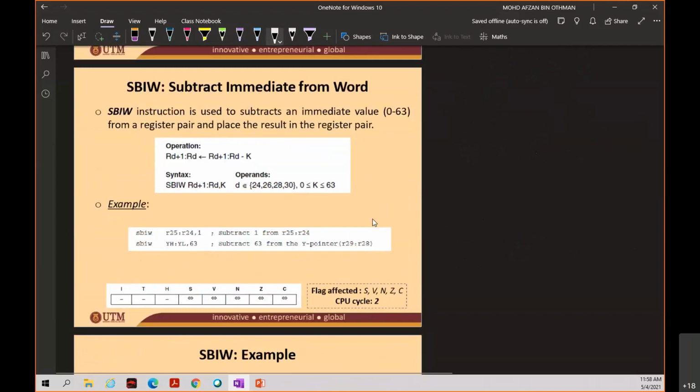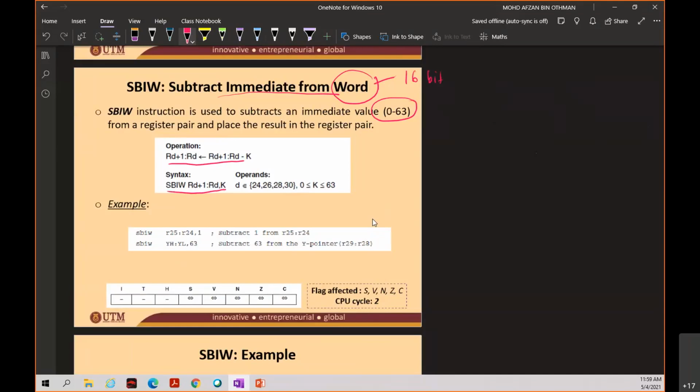Next is SBIW, which is subtract immediate from word. The SBIW is used to subtract an immediate value, which must be from 0 to 63, from a register pair and place the result in the same register pair. Since this is a word, the size of the data is 16-bit, so that's why you need to have one register pair. So this is the operation and this is the syntax.